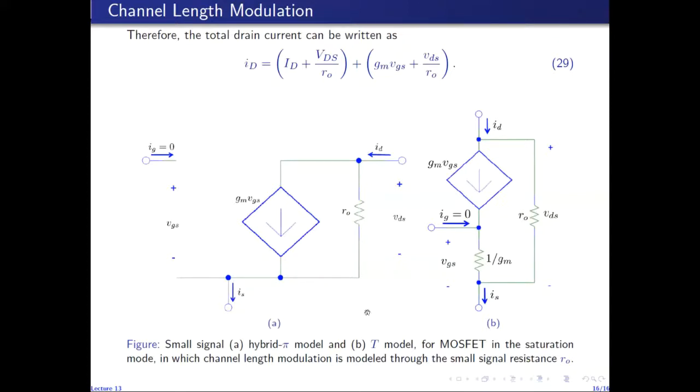So this is how we include the effect of channel length modulation and the dependence of the drain current on the drain to source voltage.